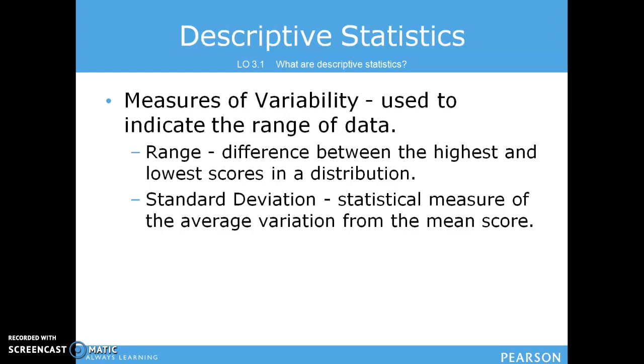Now, when we say average variation, variation means different. Deviation means to go away from, or how far away you are. So when we look at different people's scores, for example, if I wanted to look at my own score in an intelligence test, I want to know how far away my score is from the average score. If it's very close, then the standard deviation is going to be low. But if my intelligence score is very far away from the average, then my standard deviation is going to be high.